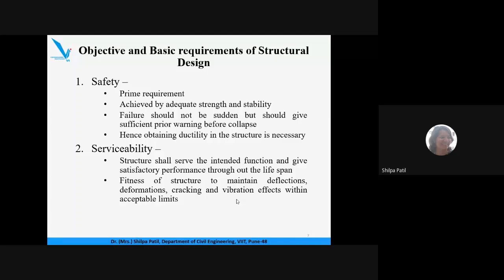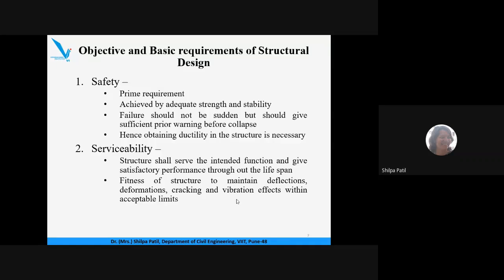Yes? Ma'am, at the time of an earthquake or something, tension might be created, so ductility is important. Yes, tension might be created. Whether it is an earthquake or excessive wind load, any sort of lateral load acting on a structure creates tension. Even when a vertical load is acting on a beam, there is tension in the bottom side of the beam. So every member is always subjected to some sort of tensile force.